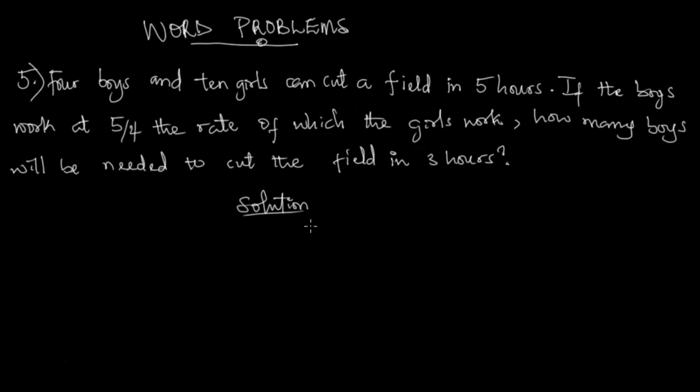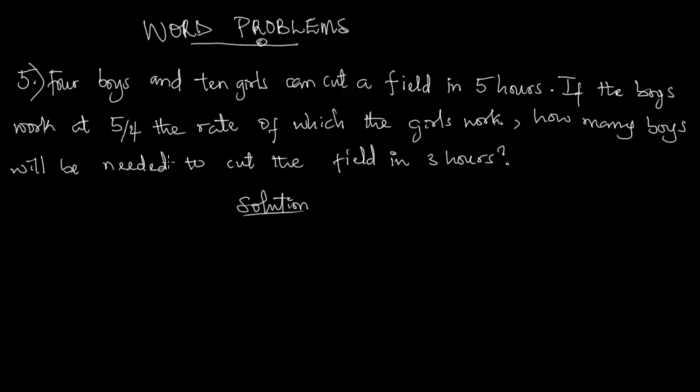Question 5 says 4 boys and 10 girls can cut a field in 5 hours. If the boys work at 5/4 the rate at which the girls work, how many boys will be needed to cut the field in 3 hours?